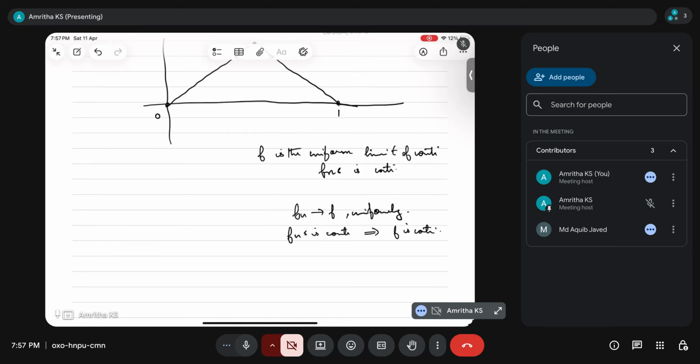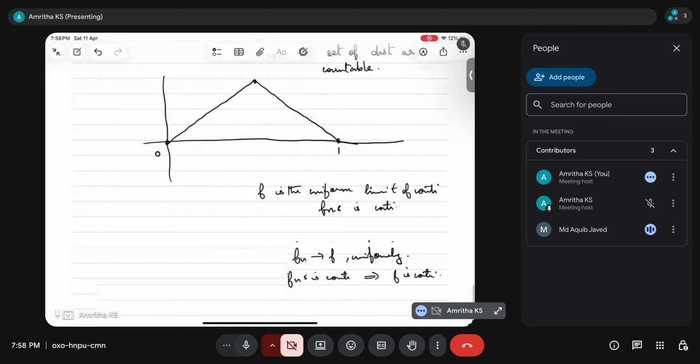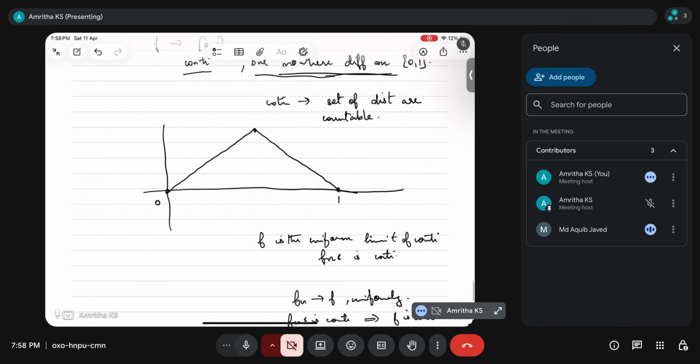You are saying that f is a uniform limit of continuous functions. Oh, f is continuous. Okay. I think you are telling that any continuous function is a uniform limit of some continuous functions. No.